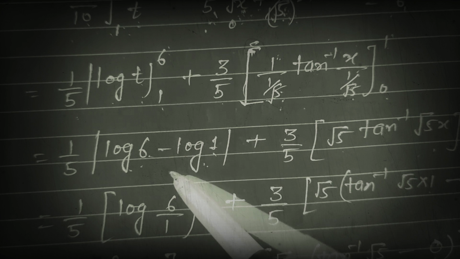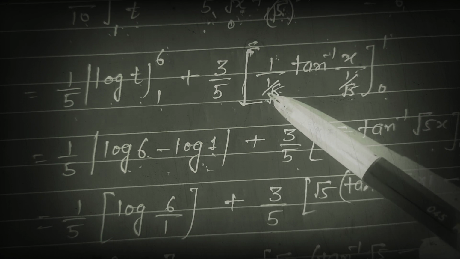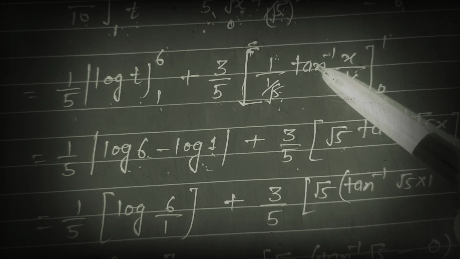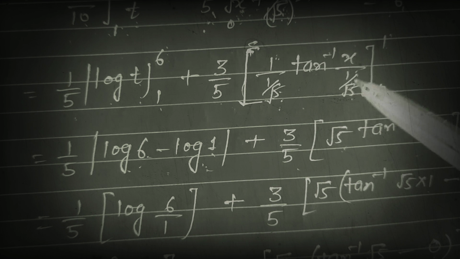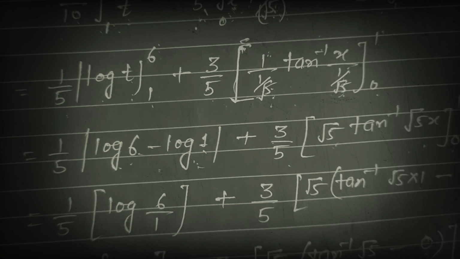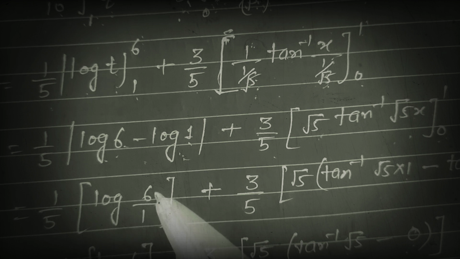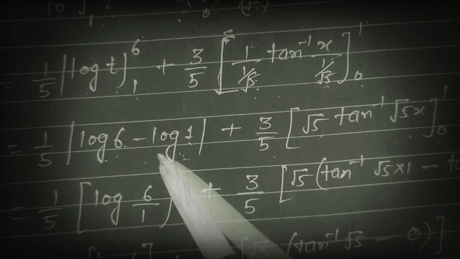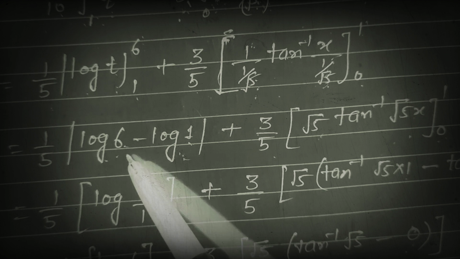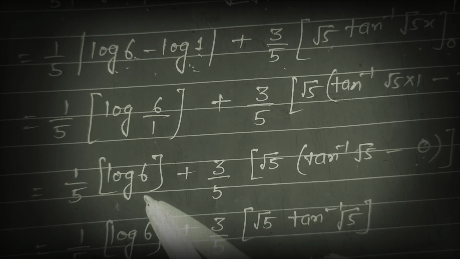Log 6 minus log 1, and it is 3 upon 5. 1 upon 1 by root 5, it will be root 5. Tangent inverse x upon 1 by root 5, it will be root 5x. So limit is 0 to 1. So it is half, 1 by 5 log 6 minus log 1. We can write log 1 as 0, or log m minus log n is log m upon n. Then answer will be same, it is log 6.